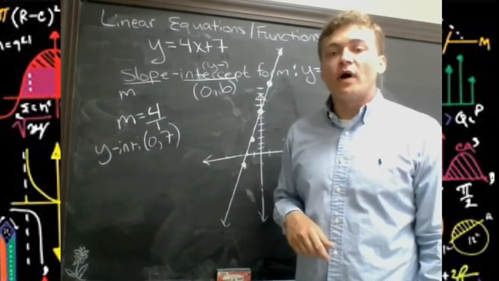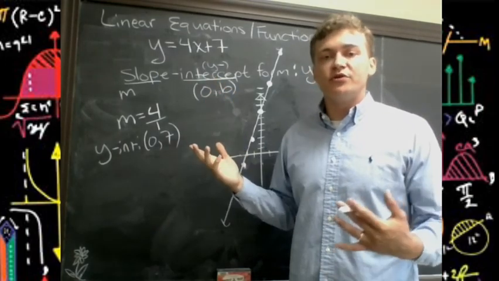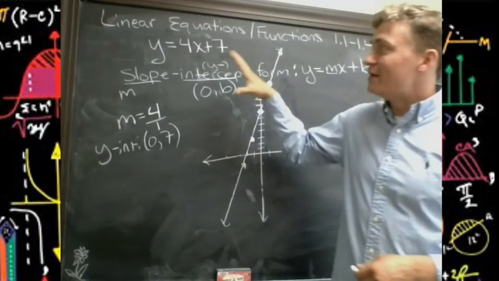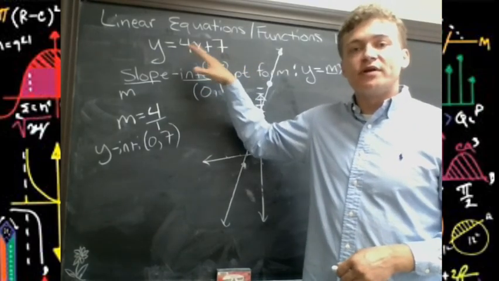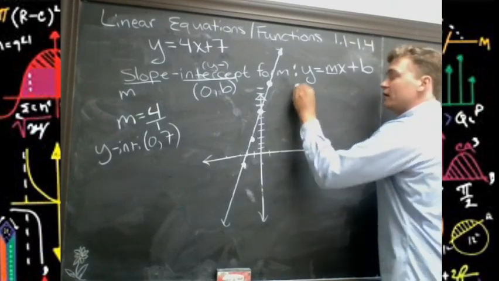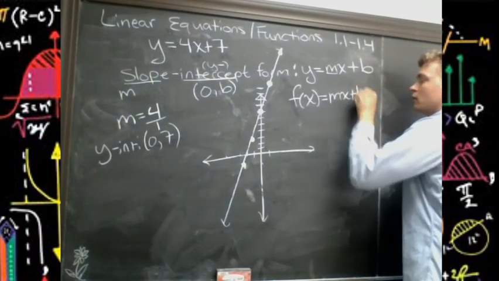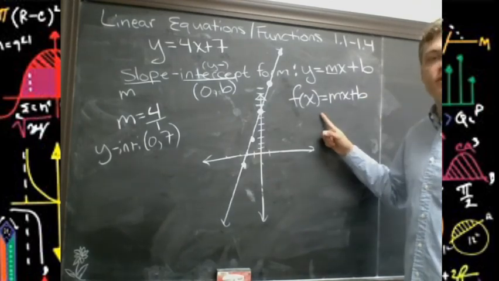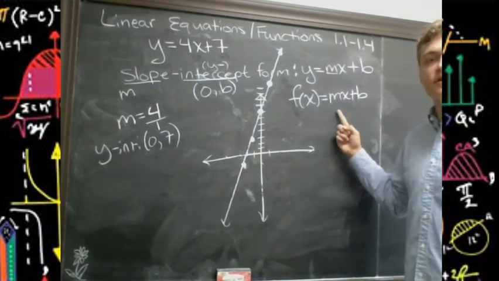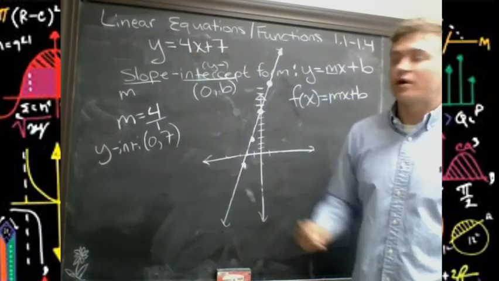Could have used the x and y intercepts. Very easy to do, right? Plug in the zeros, solve for the variables. You'll have your x and y intercepts. But if it's given to you in this slope intercept form, y equals mx plus b, or what we're going to start looking at in our function notation, here is our linear function, where the slope is 4, the y-intercept is (0, 7).